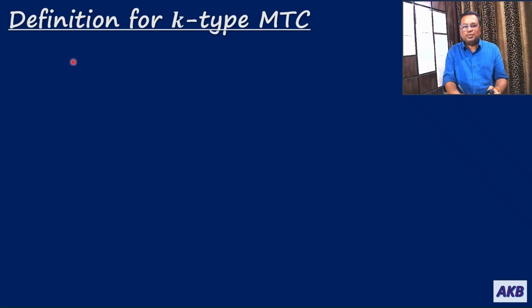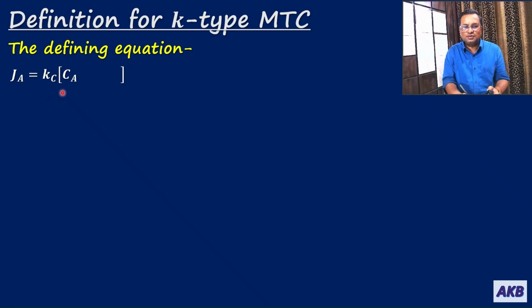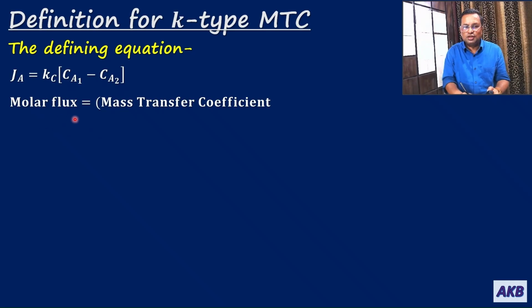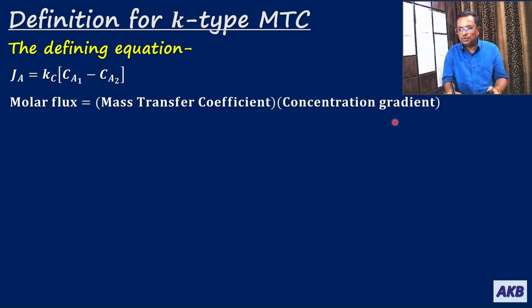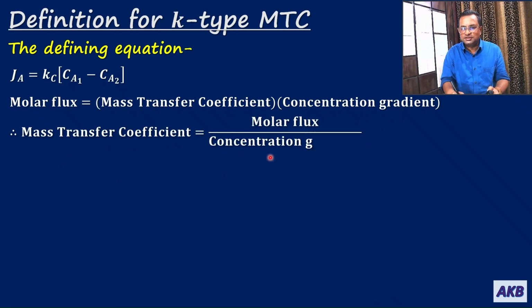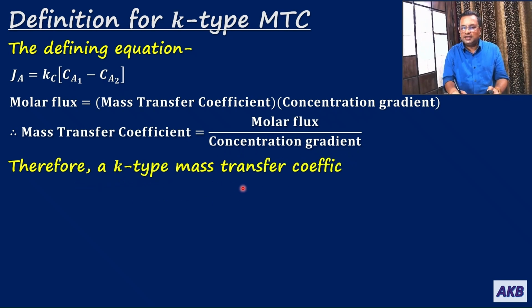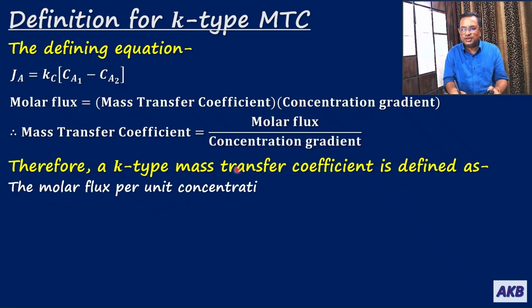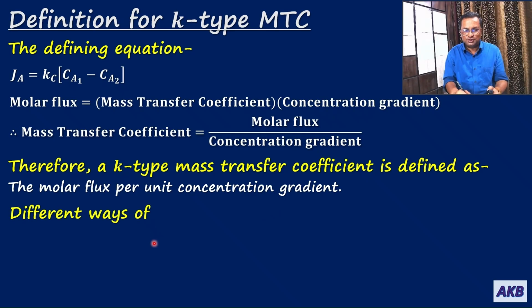So let us write proper definition for K-type mass transfer coefficient. The defining equation is Ja is equal to Kc into Ca1 minus Ca2. So that is of this form: molar flux is equal to mass transfer coefficient into concentration gradient. So therefore mass transfer coefficient is equal to molar flux divided by concentration gradient. So you can define a K-type mass transfer coefficient in the following way: the molar flux per unit concentration gradient is nothing but the K-type mass transfer coefficient.